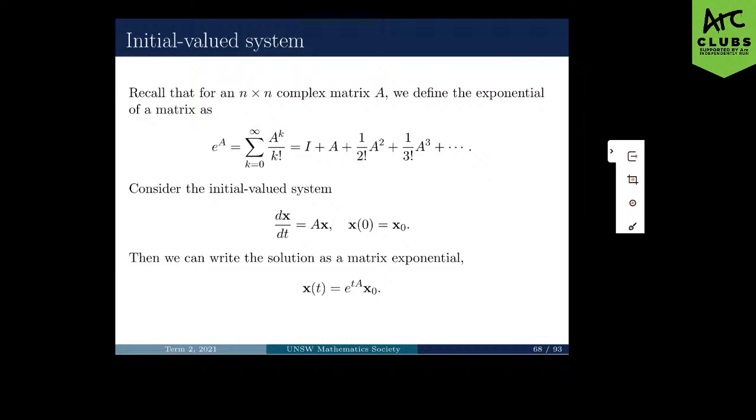So let's define what a matrix exponential is. How we define a matrix exponential is that we use the Taylor series expansion, except we replace the real powers with matrix powers. So now that we have the definition, we consider this initial value system, which is quite generic, and we can actually write the solution as the matrix exponential, so e to the power of tA times x0, which is the initial point of the trajectory.